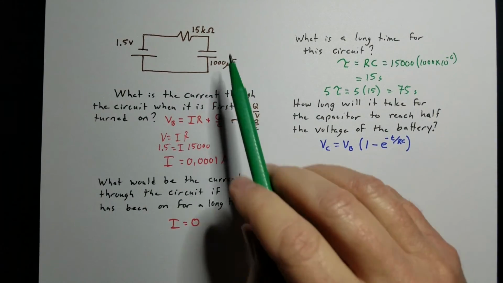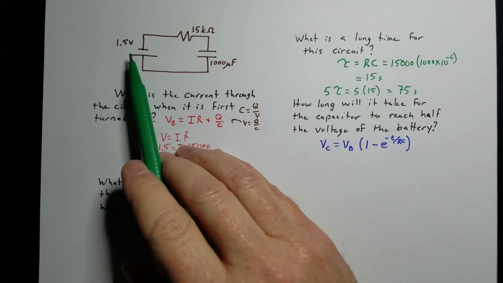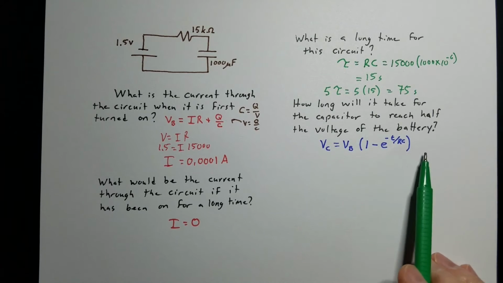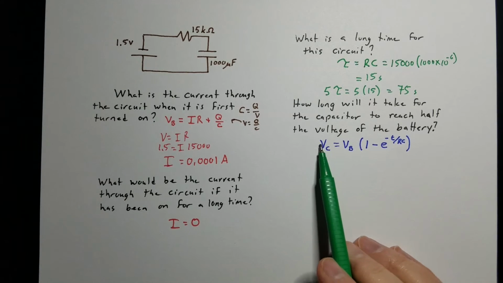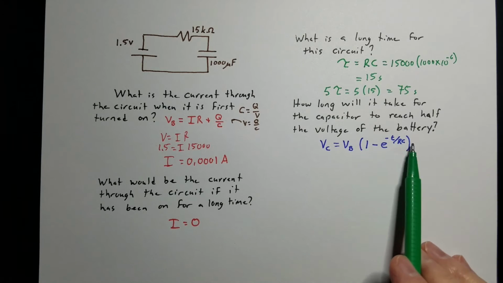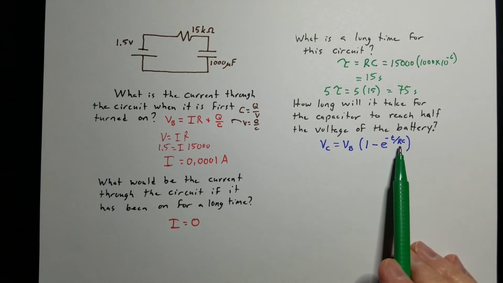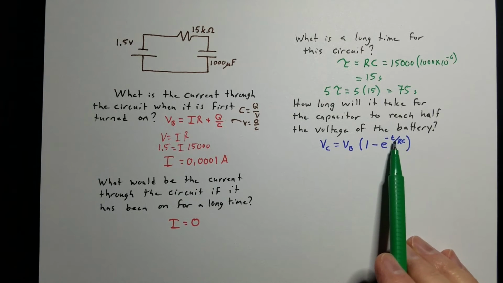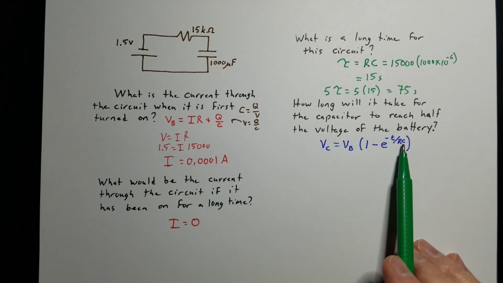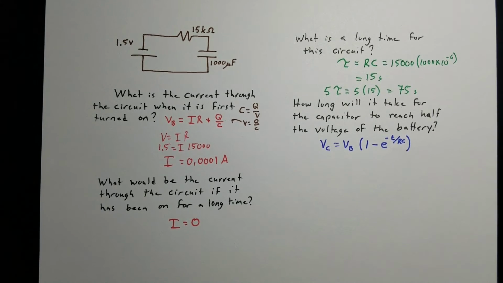Well, what if we just wanted the capacitor to be charged to half the voltage of the battery? How long will that take? Well, that's where we have this equation here. The voltage on the capacitor is equal to the voltage of the battery times this quantity, 1 minus e to the minus t over RC. So that's tau. So sometimes that's written as minus t over tau. I'm going to leave it like this. And so we've got to solve this for t if we're at half the voltage of the battery.